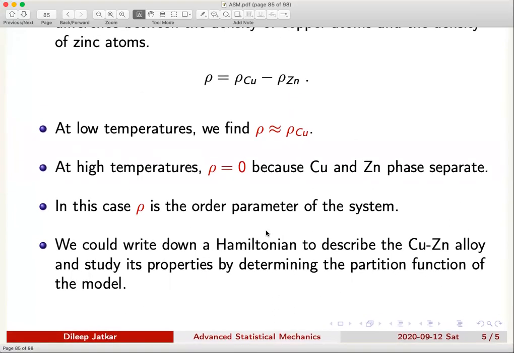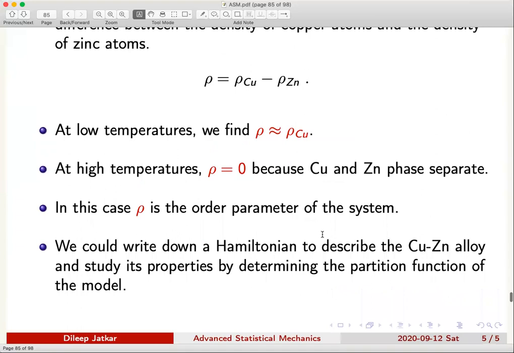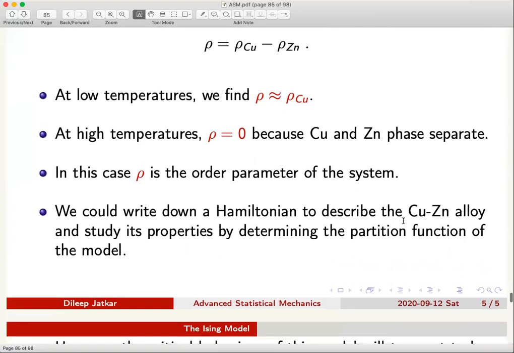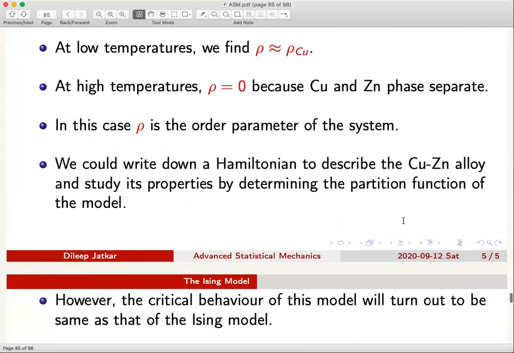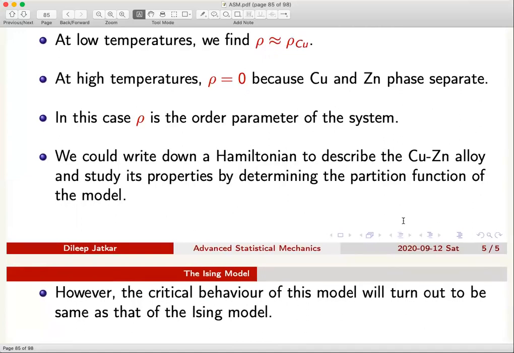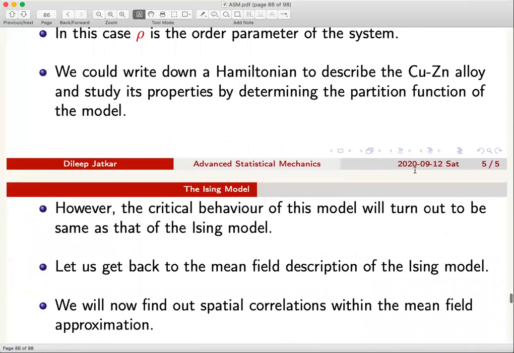Now we could try to describe the copper zinc alloy system by writing down a Hamiltonian, and we could try to study the properties of this system as you change the temperature. You can look at various thermodynamic quantities pertaining to an alloy like this. Okay, so one could go ahead and write down the partition function and stuff like that. But it turns out that the critical behavior of this binary alloy turns out to be very similar to the structure of the Ising model. In fact, some of the critical exponents are identical. So one says that a binary alloy system is in the same class as the Ising model.